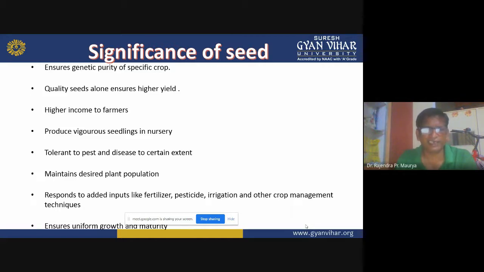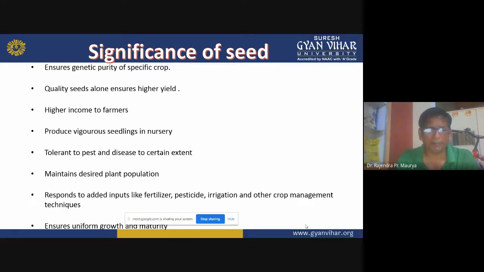Produce vigorous seedlings in nursery. If we have quality seeds, then when we raise the seedlings in the nursery, we can get vigorous seedlings. Otherwise, we will see heterogeneity in seedlings. Tolerant to pests and diseases to a certain extent. This is also very important. Otherwise, our crop can fail.